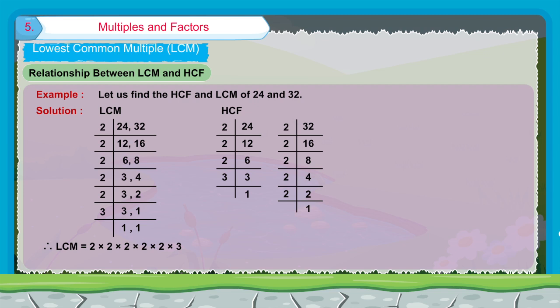Therefore, LCM is equal to 2 into 2 into 2 into 2 into 2 into 3 is equal to 96. 24 is equal to 2 into 2 into 2 into 3. 32 is equal to 2 into 2 into 2 into 2 into 2. Therefore, HCF is equal to 2 into 2 into 2 is equal to 8.